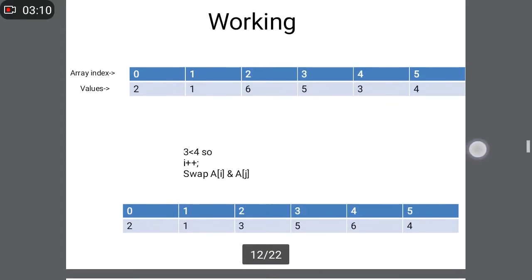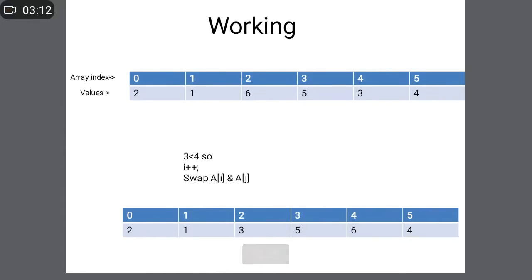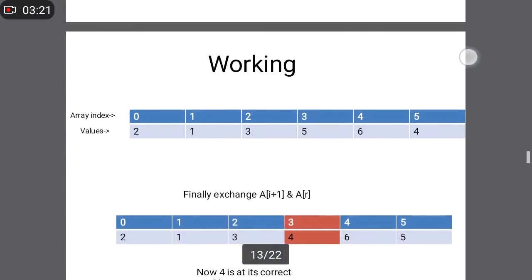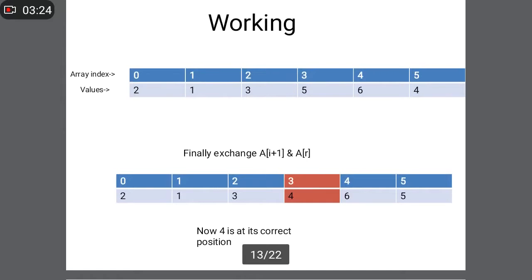Now we have reached j equal to 4, that is 5 minus 1, that is r minus 1. So in the final step we exchange the value at i plus 1 with the value at r. The value at r is our pivot 4 and the value at i plus 1 is 5. So the value at 5 gets swapped with the value at 3. So 5 gets swapped with 4. So now 4, which was our pivot, is now at its correct position in the array.